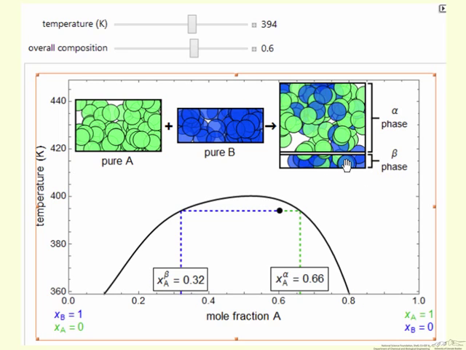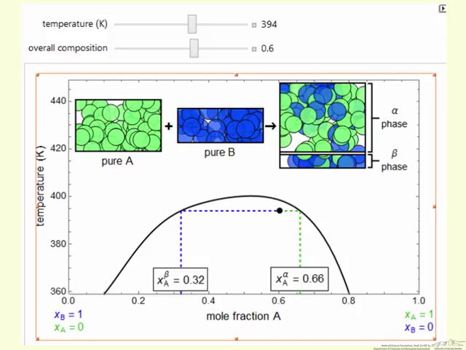The beta phase has only 32 mole percent, or mole fraction of 0.32, of component A, so it's majority blue molecules, and the alpha phase is 66% of molecule A, and so therefore the majority of the molecules are the green molecules corresponding to component A.